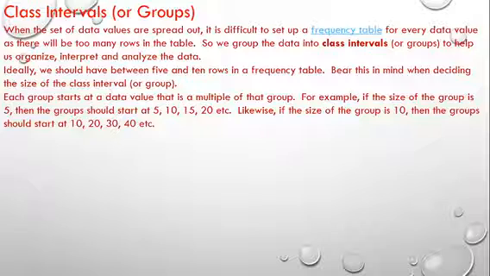For example, if the size of your group is 5, then the groups should start at 5, and then you have the next one start at 10. For example, if I decide that I want my class interval to be 5, now I'm talking about scores in an examination. It's possible that somebody scored 0, somebody scored 1, somebody scored 6, somebody scored 7, and on like that. So I decided that I want to group my classes in 5s. I want to make it a group of 5. So the class interval will be 5.